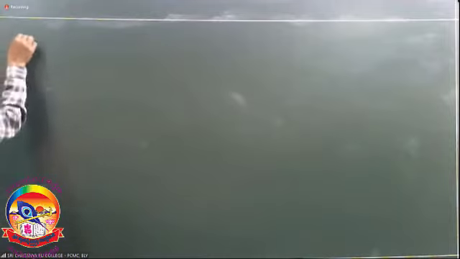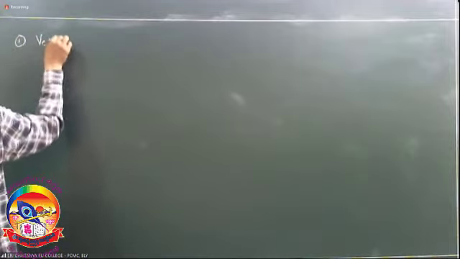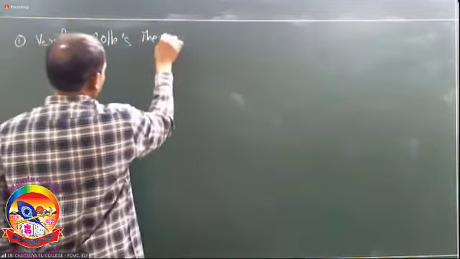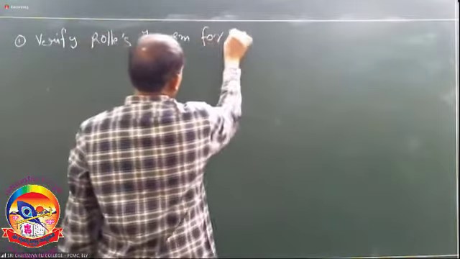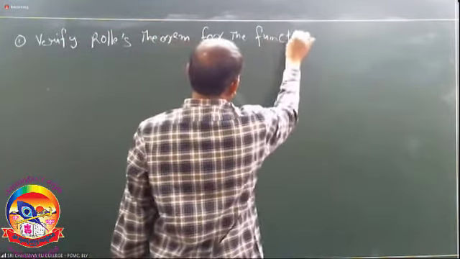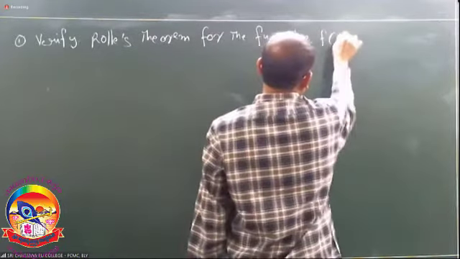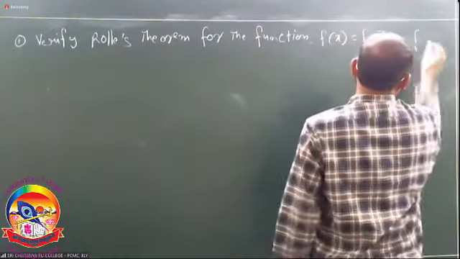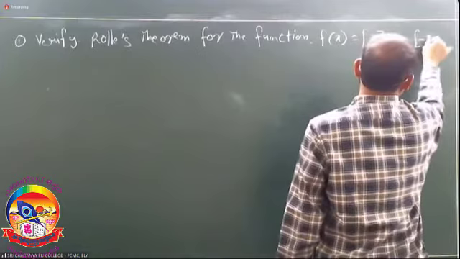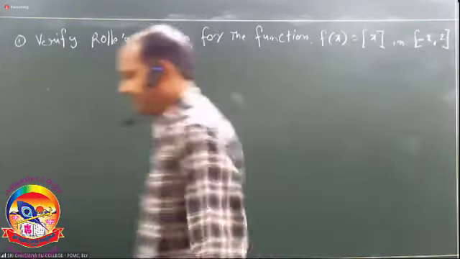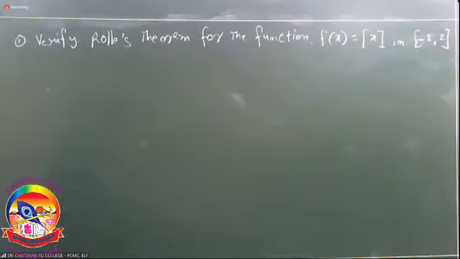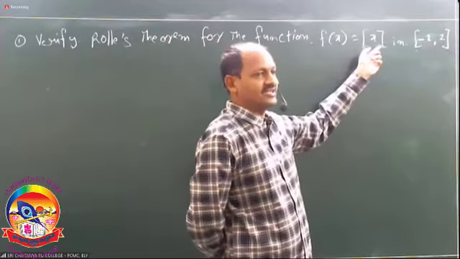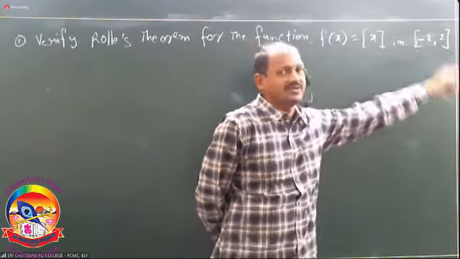Verify Rolle's theorem for the function f of x is equal to step of x in minus 2 to 2. Verify Rolle's theorem for the function f of x is equal to step of x, that means the greatest integer function in minus 2 to 2.